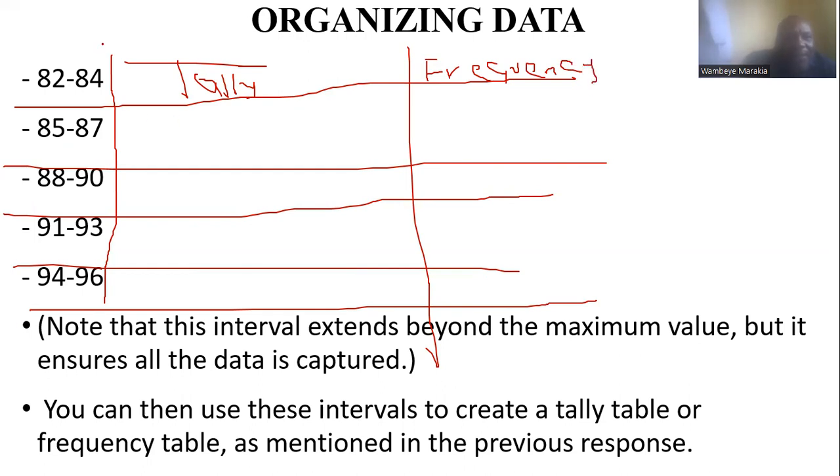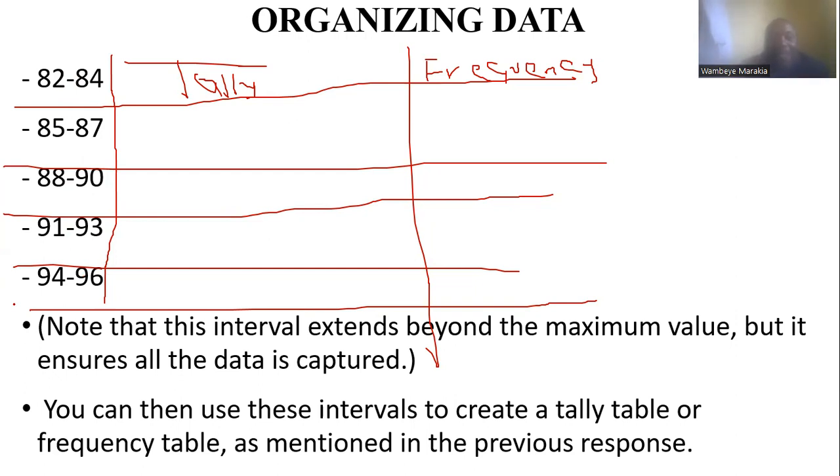So we have the first tally for 82 to 84, 85 to 87, 88 to 90, 91 to 93, then 94 to 96. I will leave this one for you to do, so that you can come up with tallies and see how many frequencies are going to be produced in this grouped data.